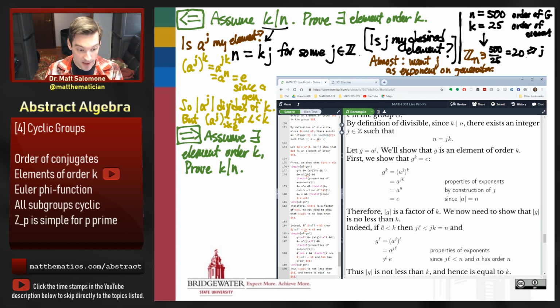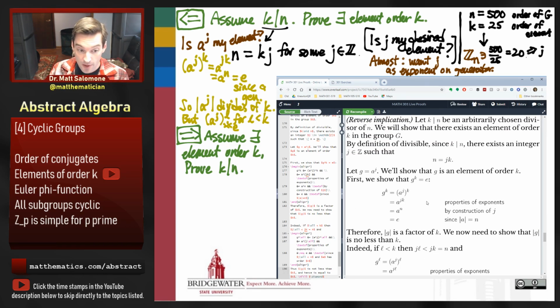And we did that by picking a smaller power, raising g to that smaller power, and arguing that if it were the identity, then the order of a could not be n, right? Because only the nth power of a comes back around to the identity. And so this completes the backward implication for this theorem.